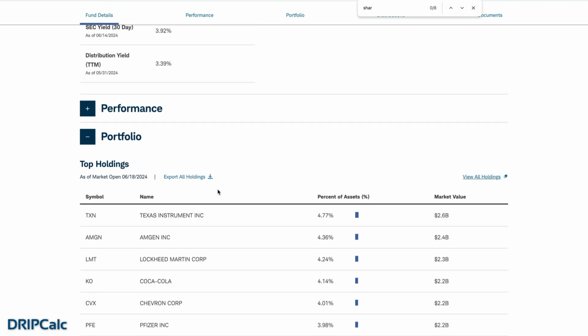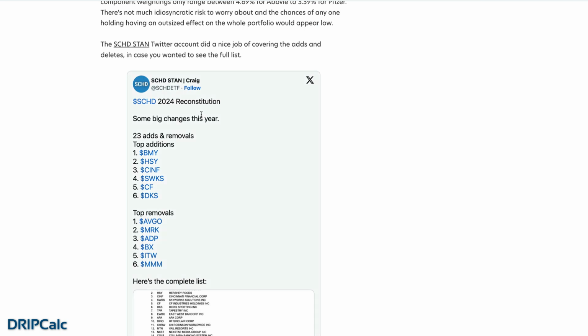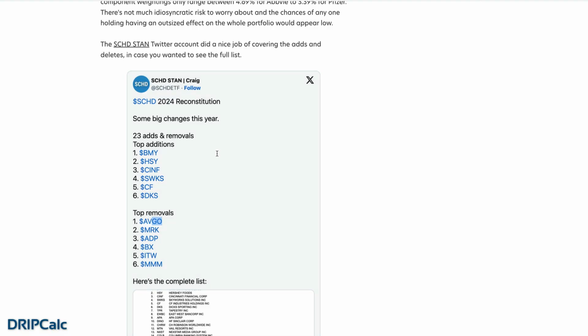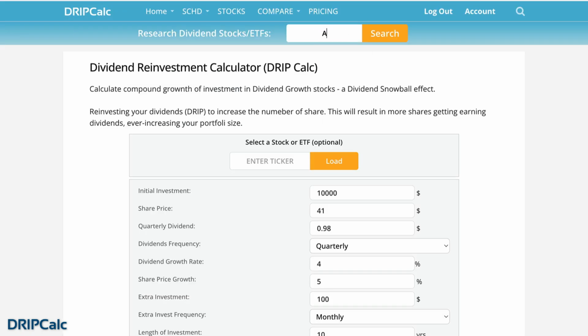Anyway, so SCHD actually went through a reconstitution, or basically reshuffling of the holdings, and they removed certain stocks. For example, they removed AVGO, and AVGO had a massive run, over 20% in the last couple of days. We can even see it over here, AVGO.